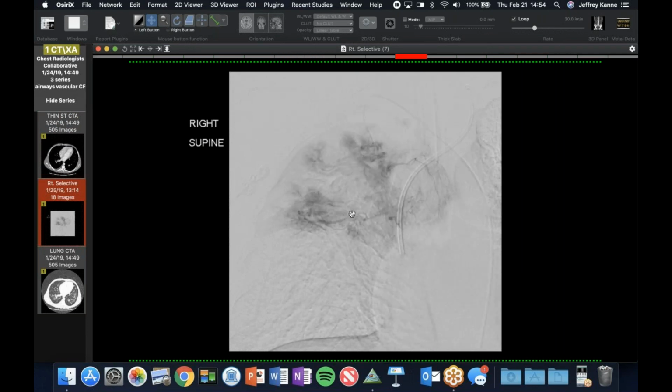So they treated this with some embolization, but one of the complications of bronchiectasis is hemorrhage from bronchial arterial hypertrophy.